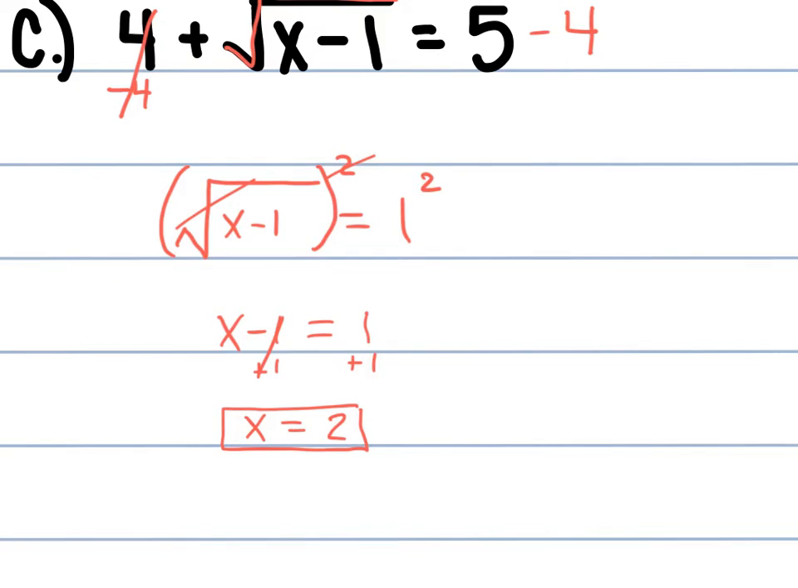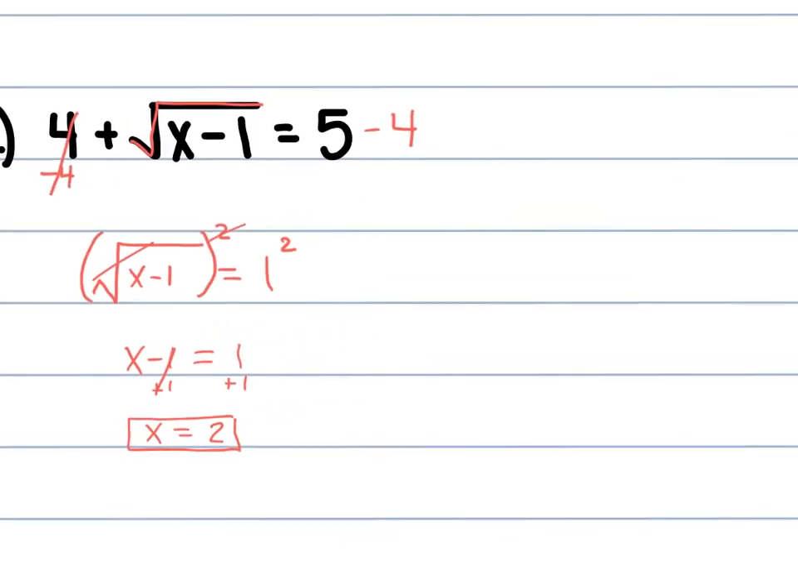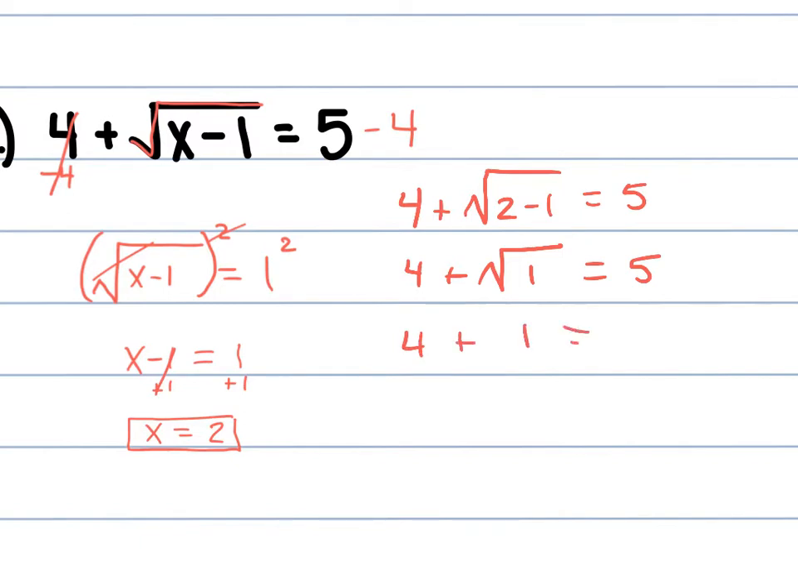Now let's say that we're not sure and I want to check this. I could go through and re-plug it back in just to verify that it works. We could go 4 plus the square root of x minus 1 is equal to 5. So we get 4 plus the square root of 2 minus 1 is equal to 5. The square root of 1 is 1, and we would get 5 equals 5. So if we needed to check it, 5 is equal to 5. That is a true statement. That works out. Yes, sir?